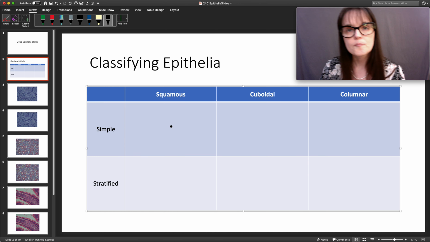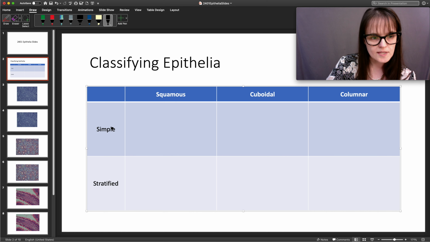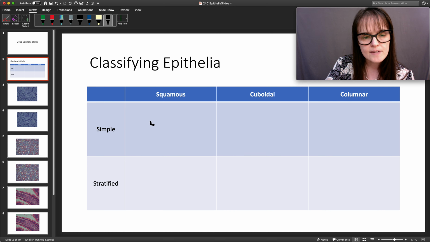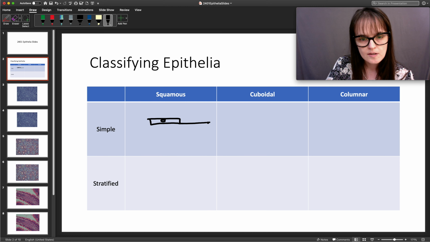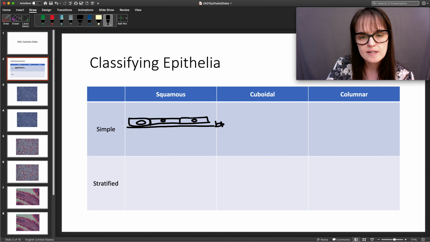Okay. I may already have a video on this, so I will keep this brief. But what happens here with a simple squamous epithelium is you have a single layer of flat cells with a nucleus. So this is your epithelium. And then underneath the epithelium is a basement membrane.